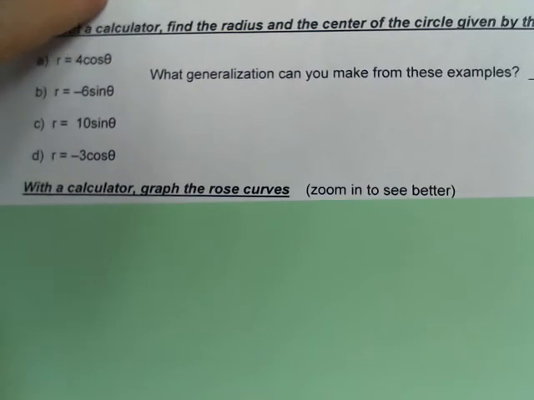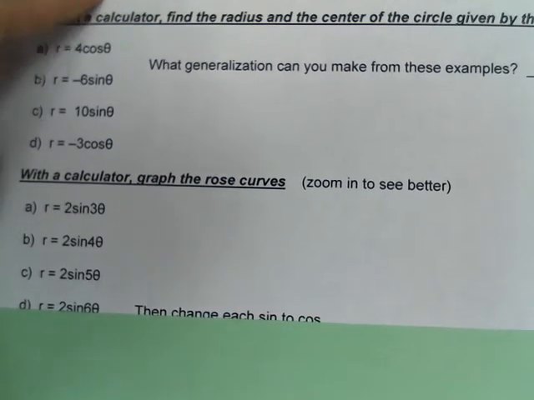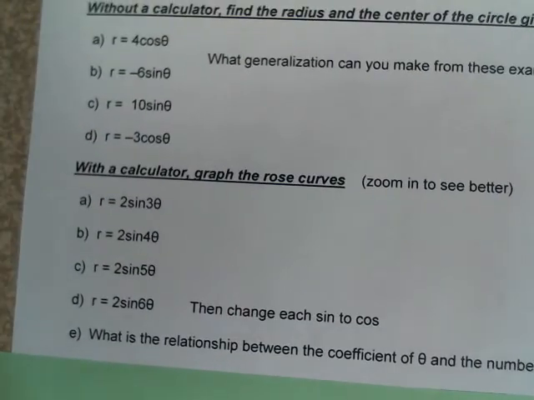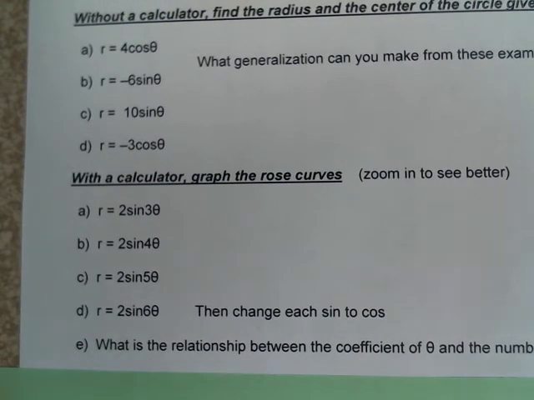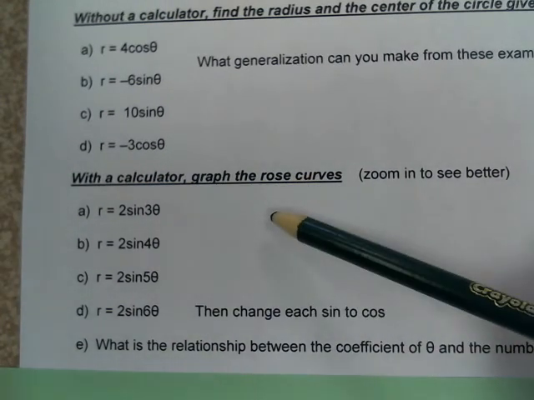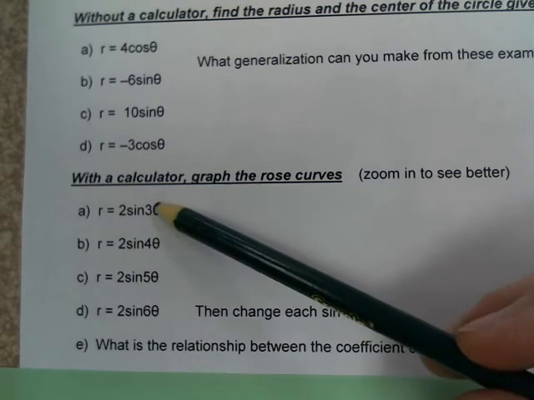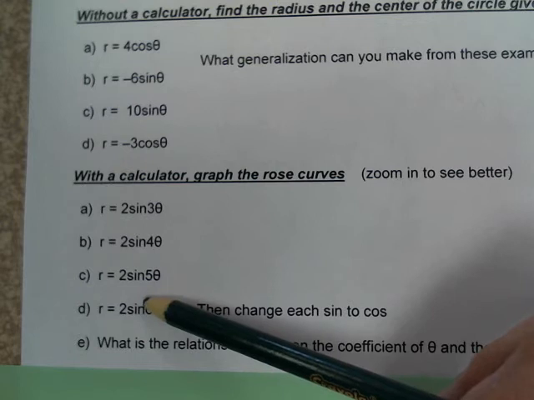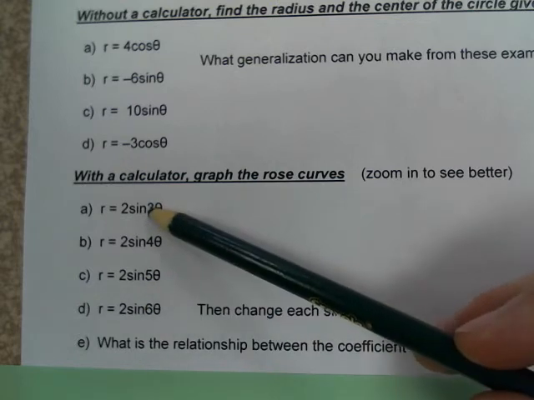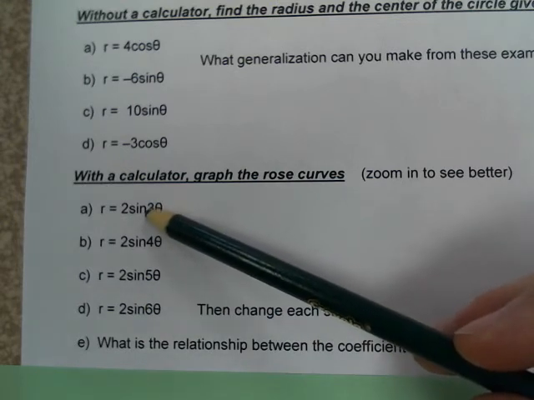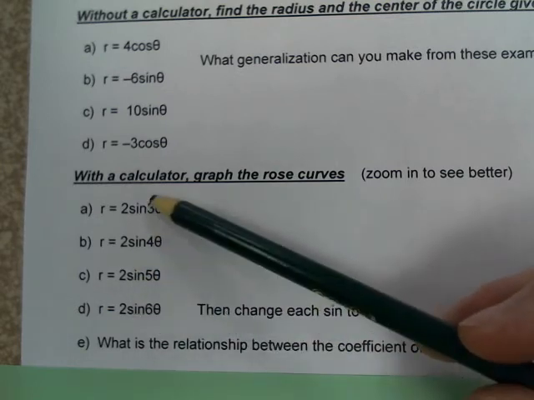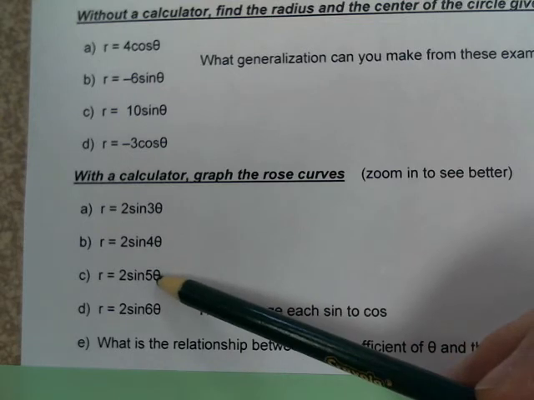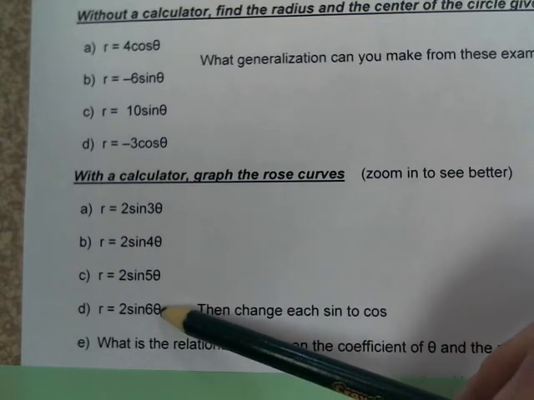The next thing is I want you to take your graphing calculator, and I'm giving you equations in polar form that are called rose curves. And here are some rose curves. You can, if you want, freeze the video right now and take your graphing calculator out and, one at a time, don't put this in like R1, R2, R3, R4. I want you to look at these individually: 2 sine of 3 theta, 2 sine of 4 theta, 2 sine of 5 theta, and 2 sine of 6 theta.